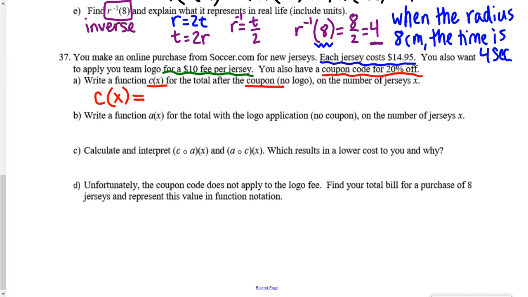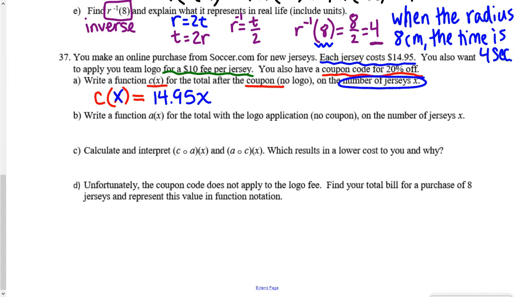Well, first of all, we have to buy the jersey, and then we've got to get 20% off of it, right? So our jerseys were $14.95 each. So that's $14.95 per X, $14.95 for each jersey. So this X over here was the number of jerseys, right?